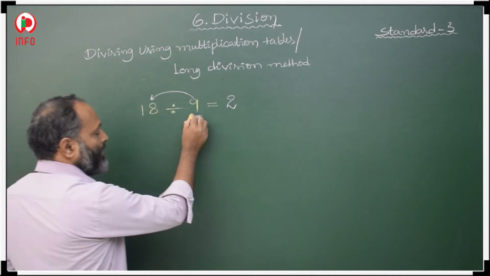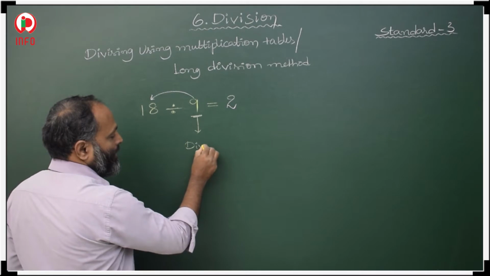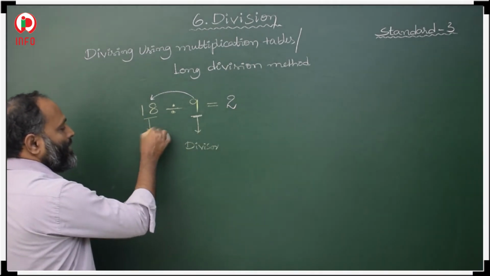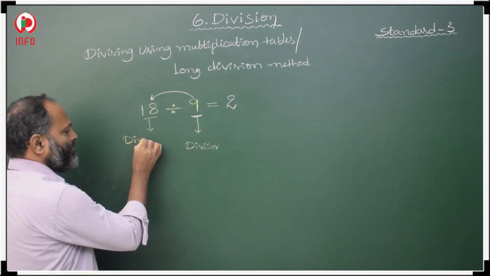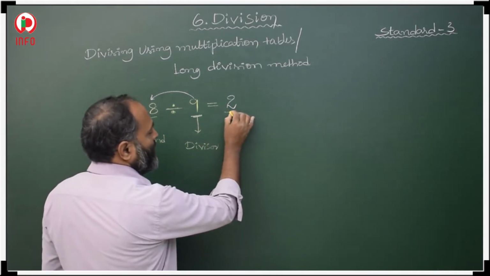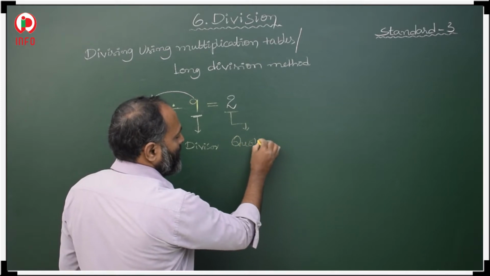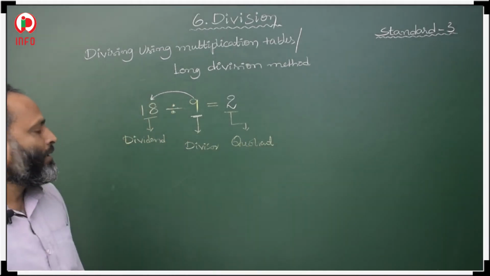This 9 is called the divisor, we know this. This 18 is your dividend, and this is your quotient. Divisor, dividend and quotient. Okay.